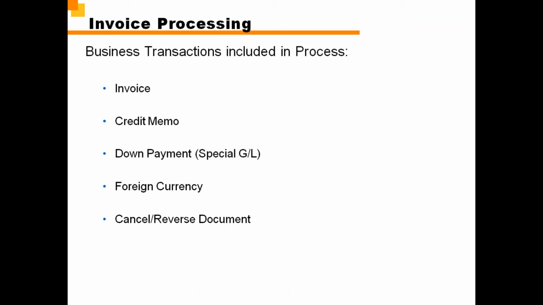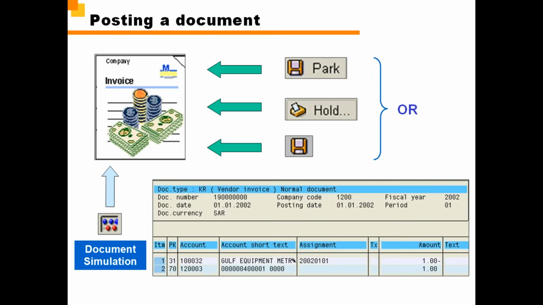Then we have the invoice processing. If the end user would be posting different types of invoices, we should be aware of them. So here it is saying that the business transactions will have the purchase invoice, credit memo, or purchase return. Then we have the down payment, advance given to the vendor, then foreign currency, cancellation and reversal. So these are things we'll see. Again, you have the option of parking, holding, and posting in the system for the account payable document.